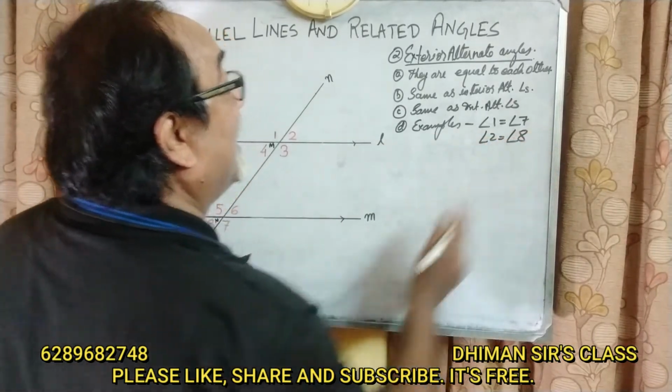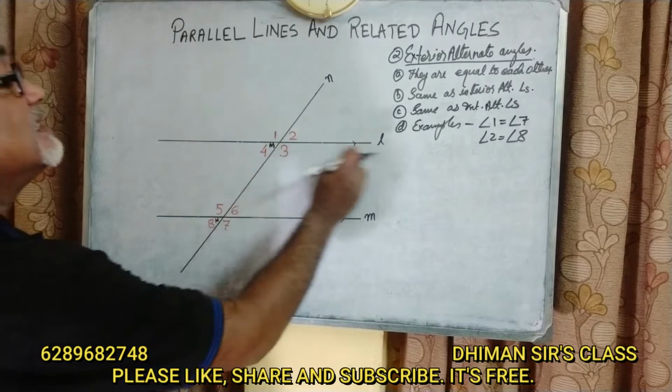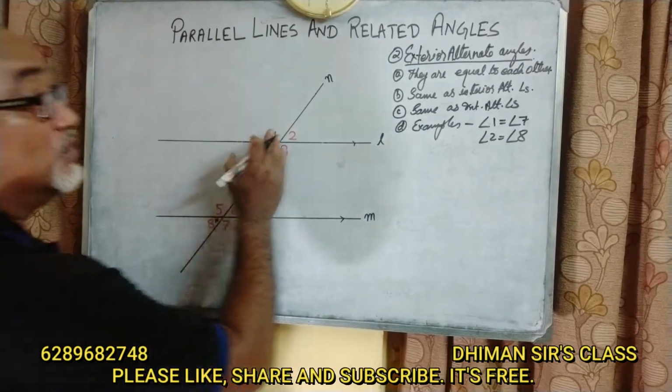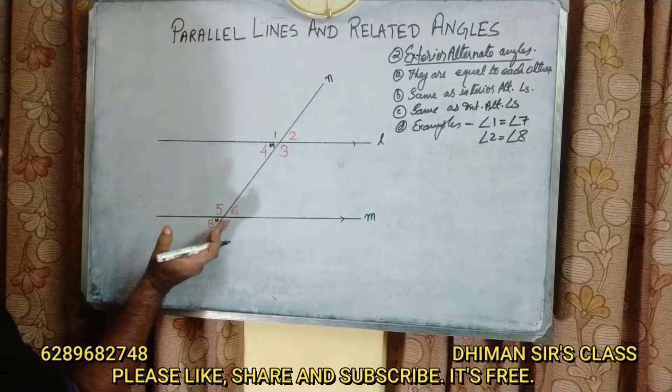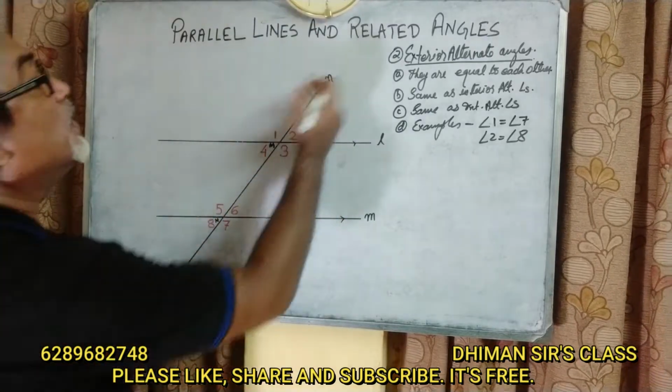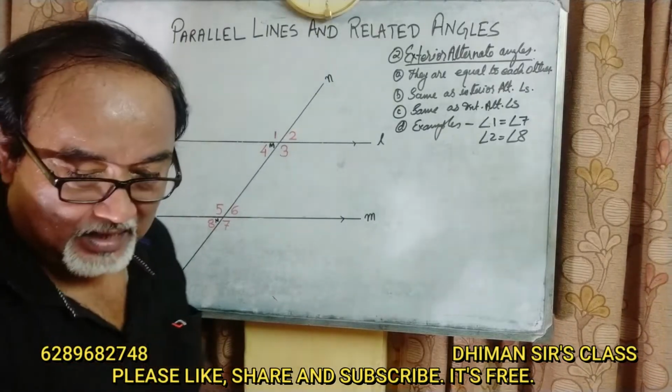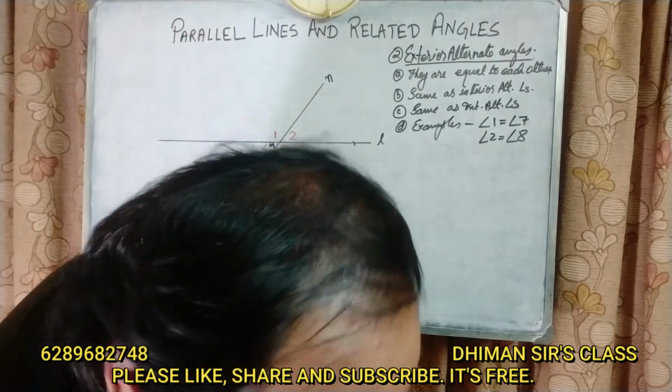Angle 8. See, 2 contains this line, 8 contains this line. 2 is on this side of the transversal, 8 is on this side of the transversal. 2 is exterior, 8 is also exterior. And they are equal. Now sir, prove that they are equal.